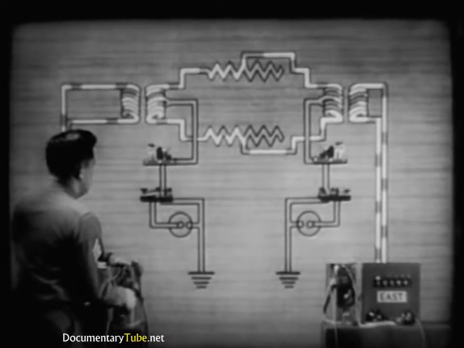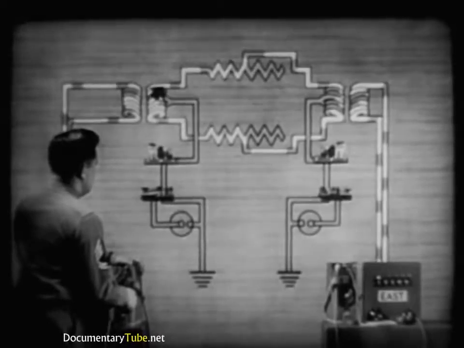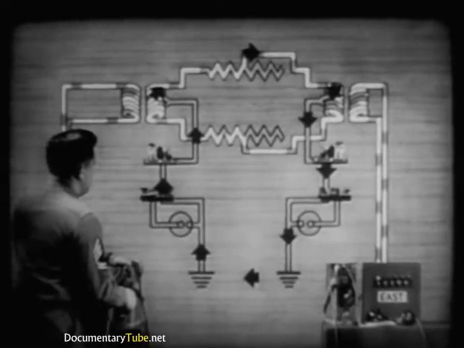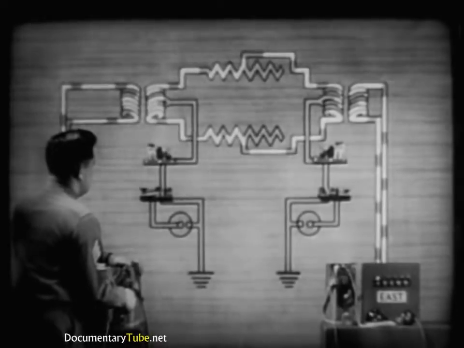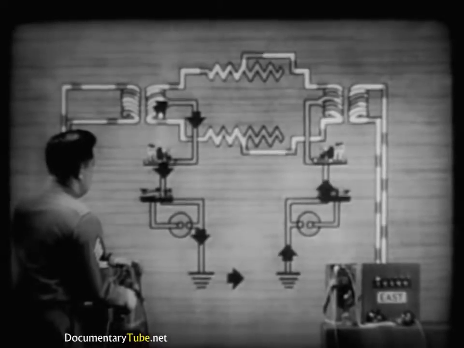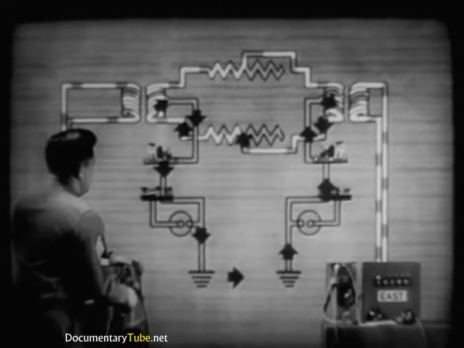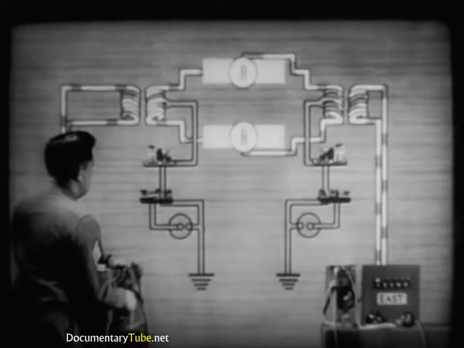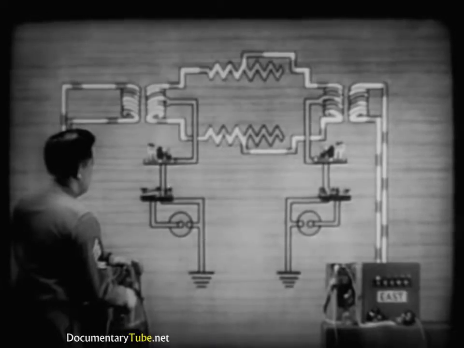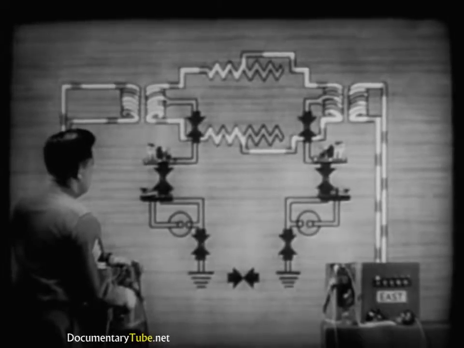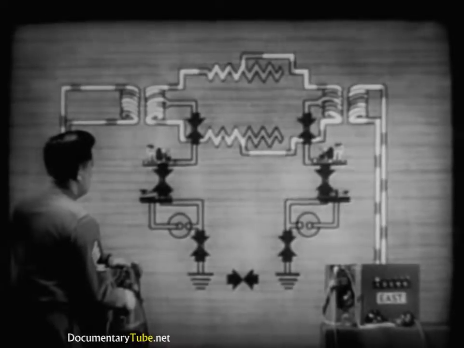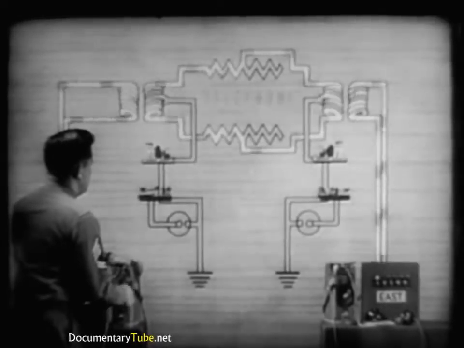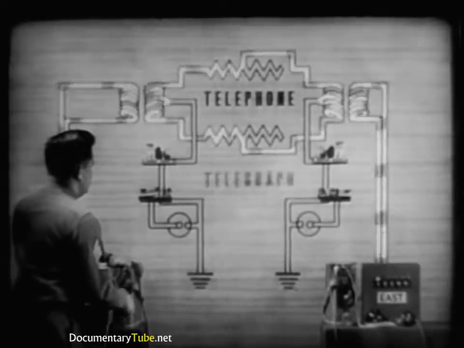The upper half of the winding is trying to send current through this path. And the lower half of the winding is trying to send current through this path. Since the resistances of the two line wires are equal, two equal currents are trying to flow in opposite directions through the telegraph sets. They buck each other and no current flows. Consequently, the telephone circuit doesn't interfere with the telegraph.